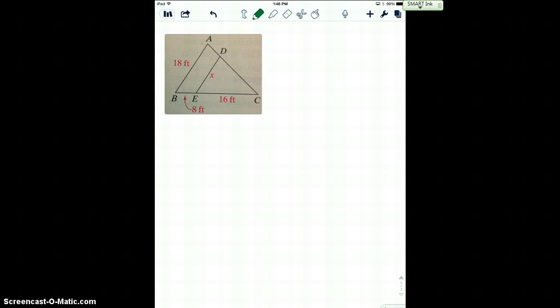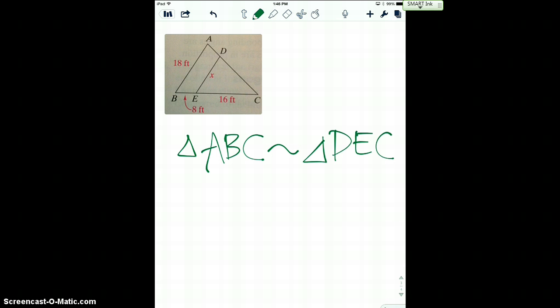Okay, one more. Ooh, look at that pretty picture. That's beautiful math right there. In this figure, triangle ABC is similar to triangle DEC. I am telling you that is given. It is true, whether you like it or not. So if they are similar, I want you to find the value of x.